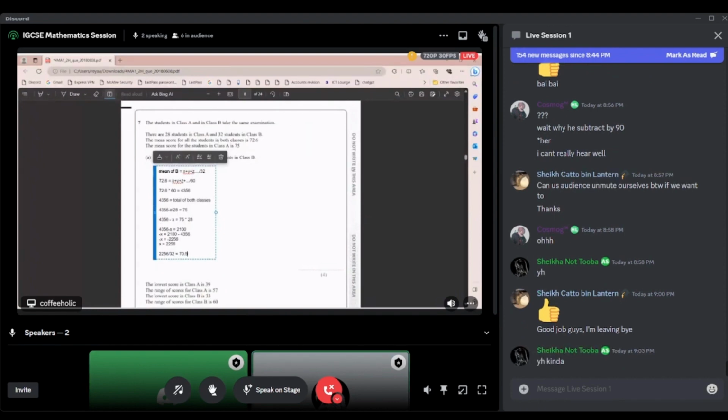all right, cool. So basically what you do is you're given the mean of both classes. So you use that to get the total of both classes. Then you basically take that away from A's, you use X as the B score, and your total is given, and then you get the A mean, and you use that to get the total of only B. Then B divided by 32 is the mean of B. That's basically it. Okay, so for the next question, if we can move on then.